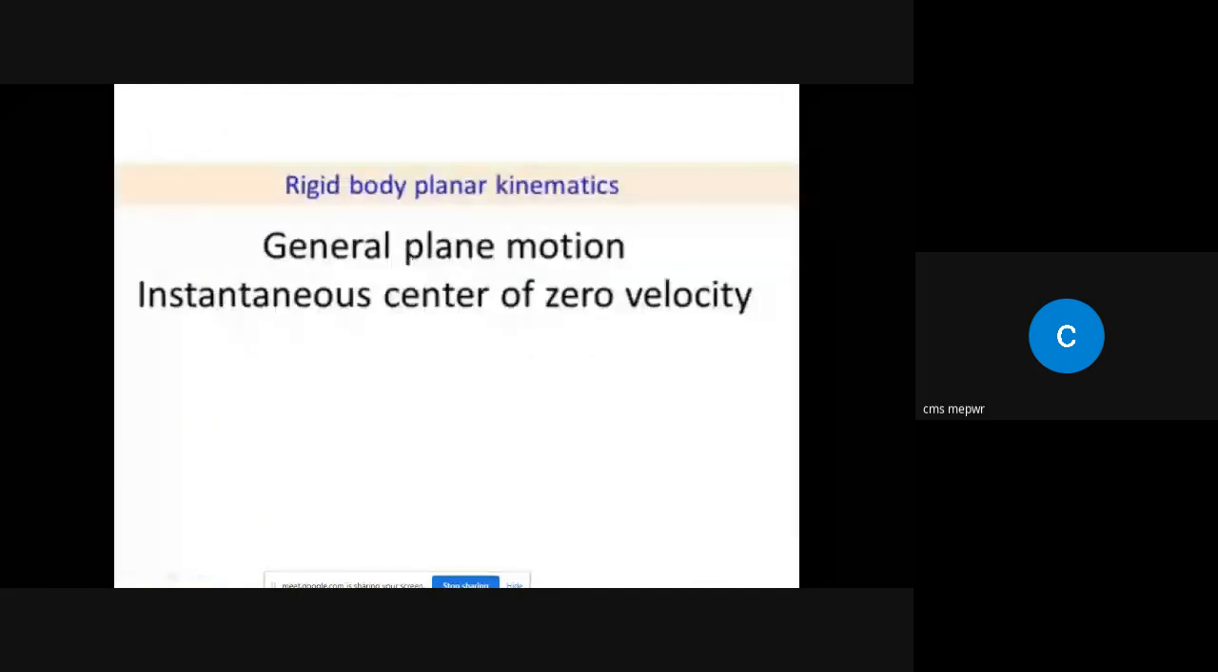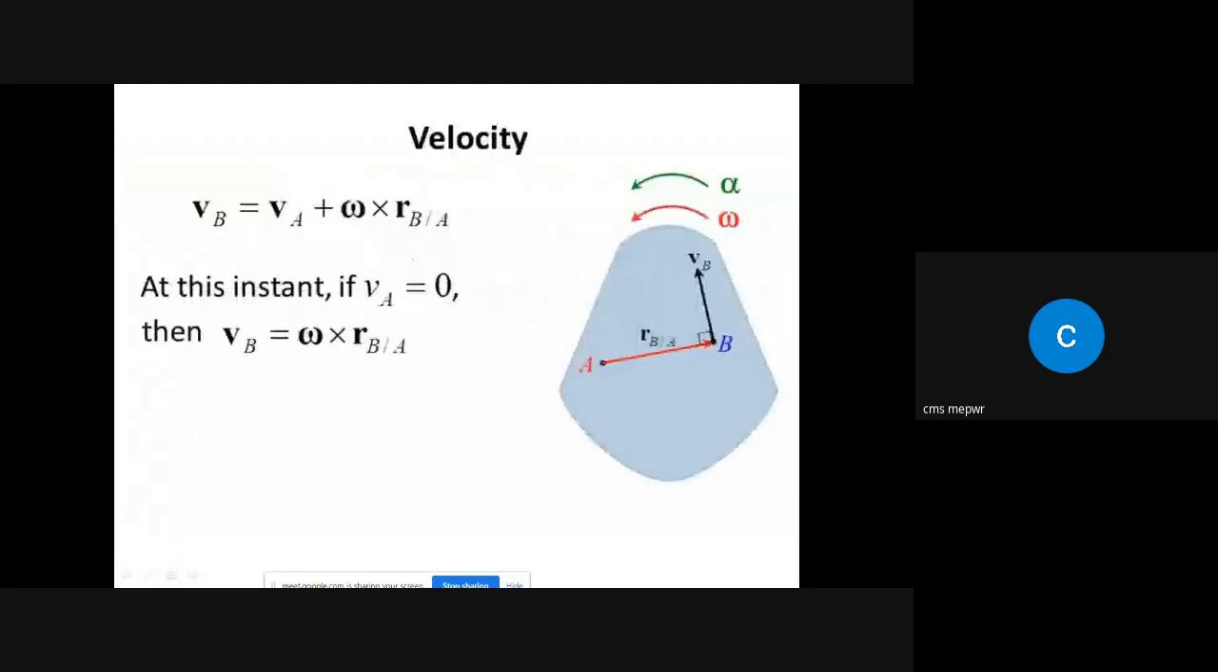Okay, so now let's move towards the second portion of today's class, that is basically general plane motion. And in general plane motion, what we are interested in is finding the instantaneous center of zero velocity. Now, what is instantaneous center of zero velocity? Let's understand it.